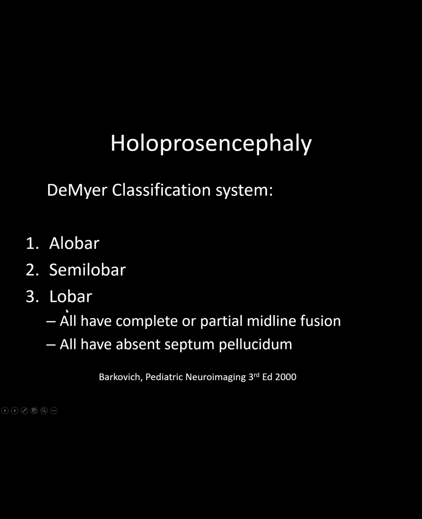So there are 3 different kinds of these, in varying degrees of severity. This is the worst when it's alobar, and this is the least severe when it's lobar. What they all have in common is that they're all going to have an absent septum pellucidum. So if you're looking at a head CT or an MRI in a patient and the septum pellucidum is missing, that's your clue that you might have some kind of major congenital brain malformation underlying in that patient.